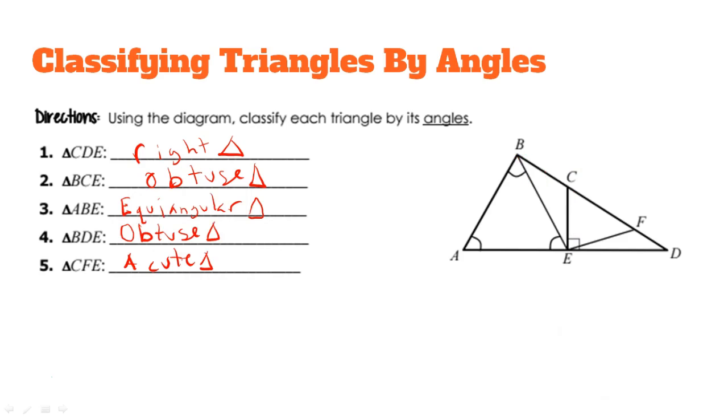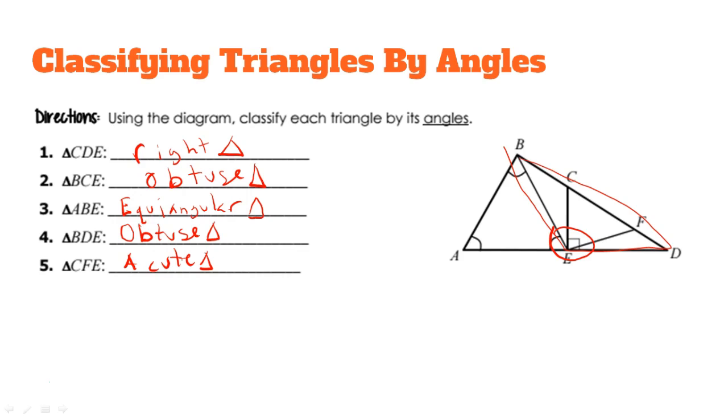All right, welcome back. As you see, triangle ABE is equiangular because there are three congruent angle marks. Triangle CFE in number 5 is an acute triangle. They're all acute angles. And then an obtuse triangle in number 4 is key because if we look at angle E from this triangle BDE, E is a collection of these three angles, which makes it an obtuse triangle. So just keep that in mind as you look through here.